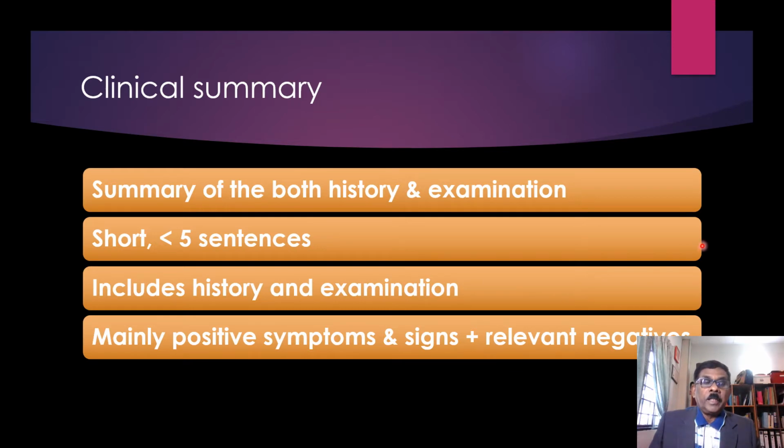Okay, after the history and the physical examination, you make a clinical summary of your patient's problem. Okay, the summary of both history and physical examination. It should be short, if possible within 5 sentences. It should include history and the examination, and should be mainly of positive symptoms and signs, plus the relevant negative symptoms and signs that you have got.